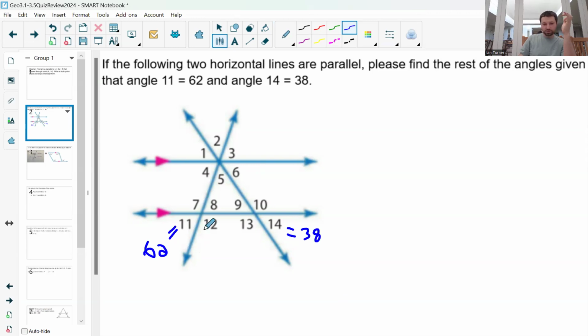Okay, this is my transversal, but this is just an extra line for now. Or if I'm going from this direction, this is my transversal, and this is an extra line. So be a little bit careful. But an easy one to start with is 11 and 4 are corresponding, right? So 4 should also be 62 here. And 6 should be 38.